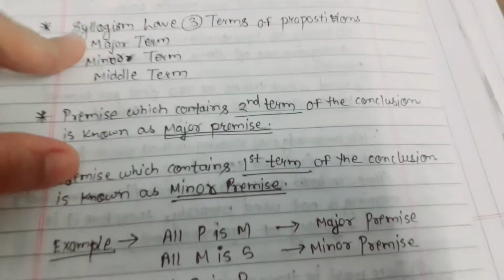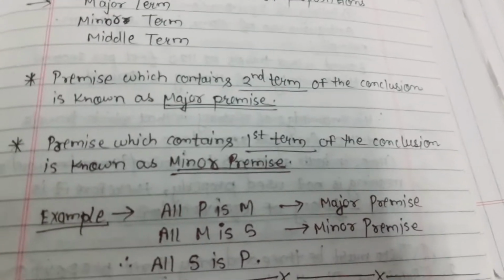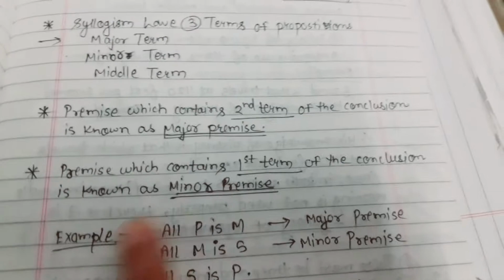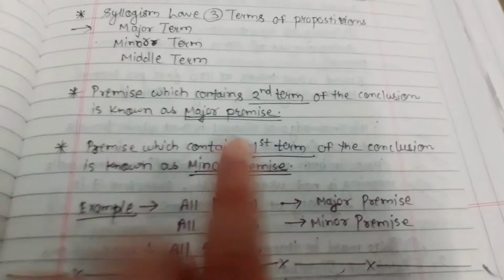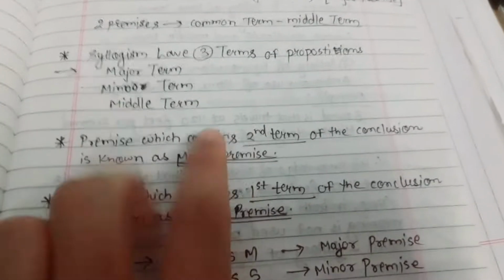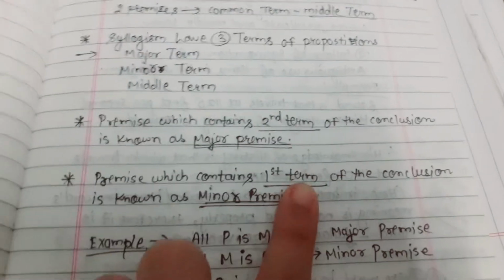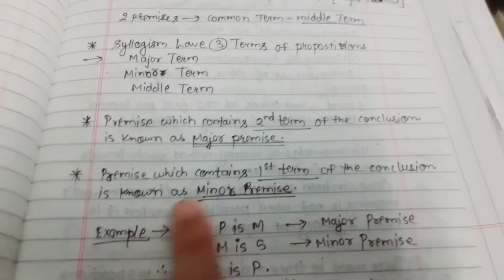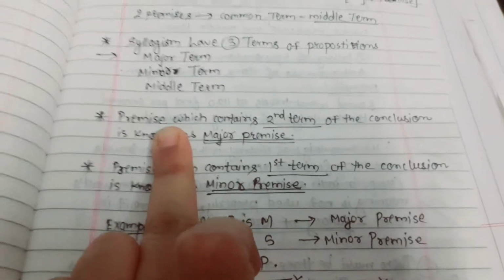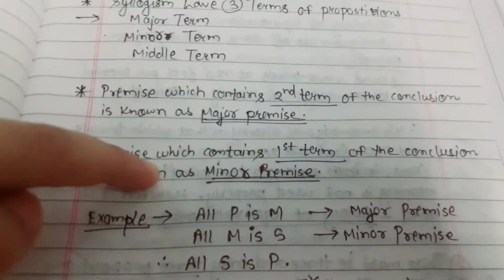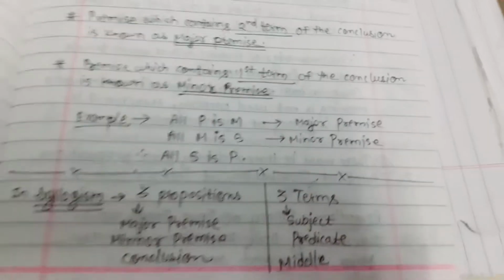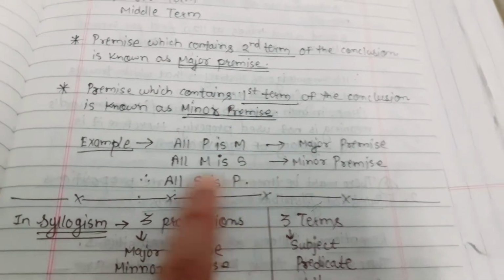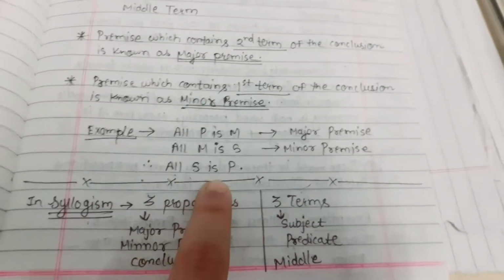Means there are first two premises and then the conclusion. In the conclusion there are two terms. When the second term is present in a premise, then it is the major premise. And when the first term of the conclusion is present in a premise, then it is the minor premise. Example: All P is M, P means predicate, M means middle term. All S is M, and all S is P.